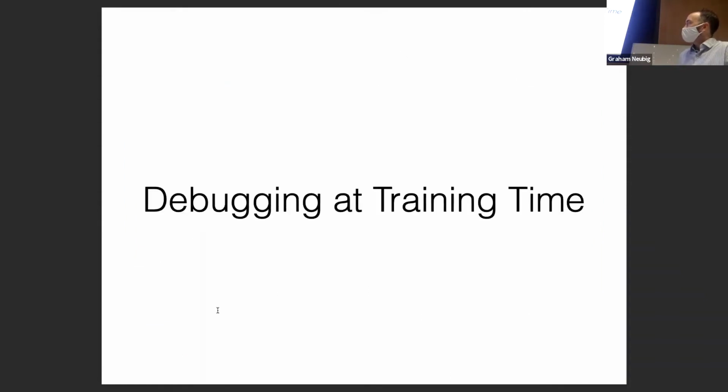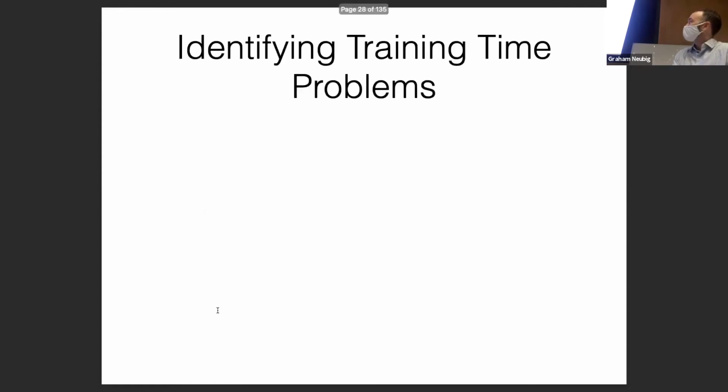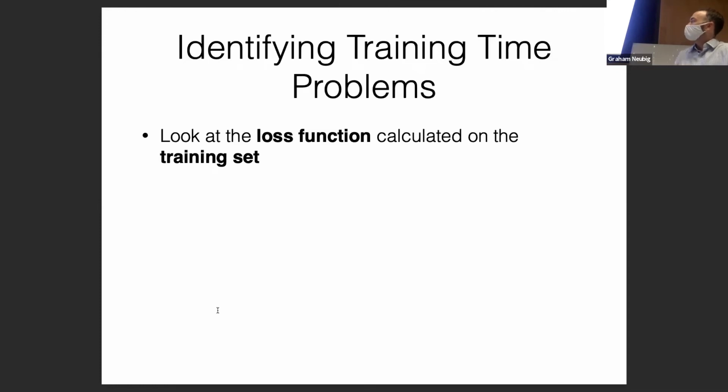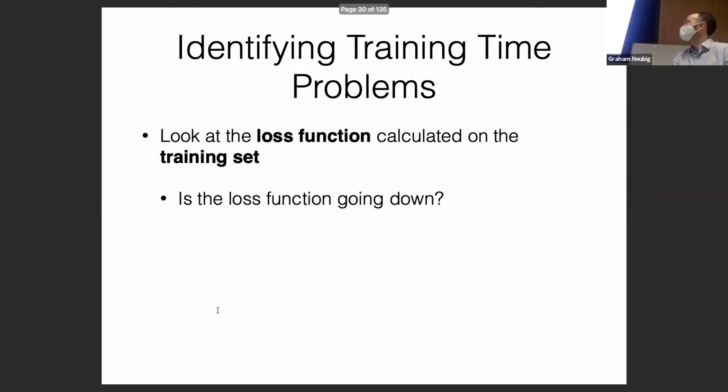So to debug your models at training time, there's a number of ways you can do this. The first is that you want to be looking at the loss function calculated on the training set. The reason why is because what training is attempting to do is optimize the loss function on the training set. It's not trying to optimize your accuracy on the evaluation set. It's not trying to generate beautiful looking translations that look good to your eyes or something like this. It's only attempting to optimize the loss function. So to identify when it's failing to do so, that's what you should be looking at.